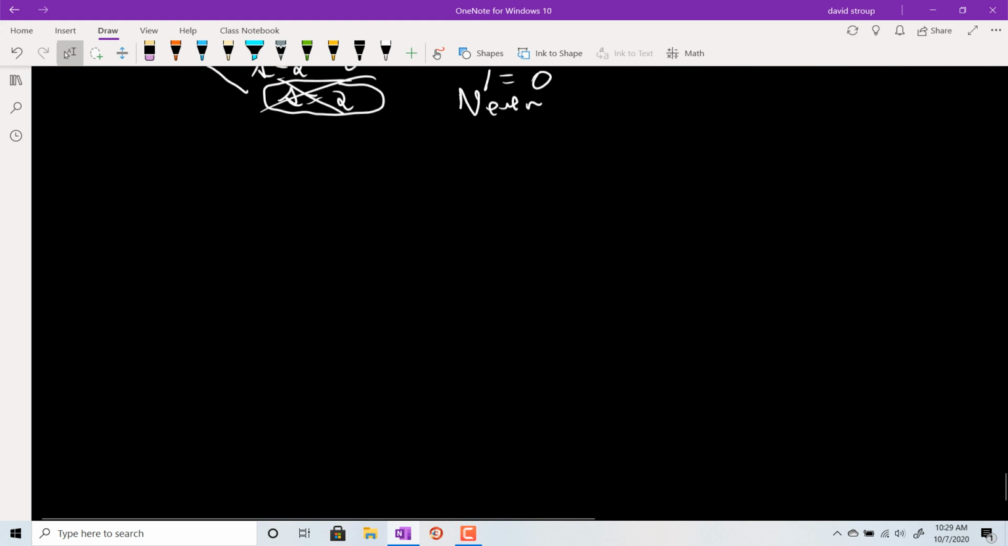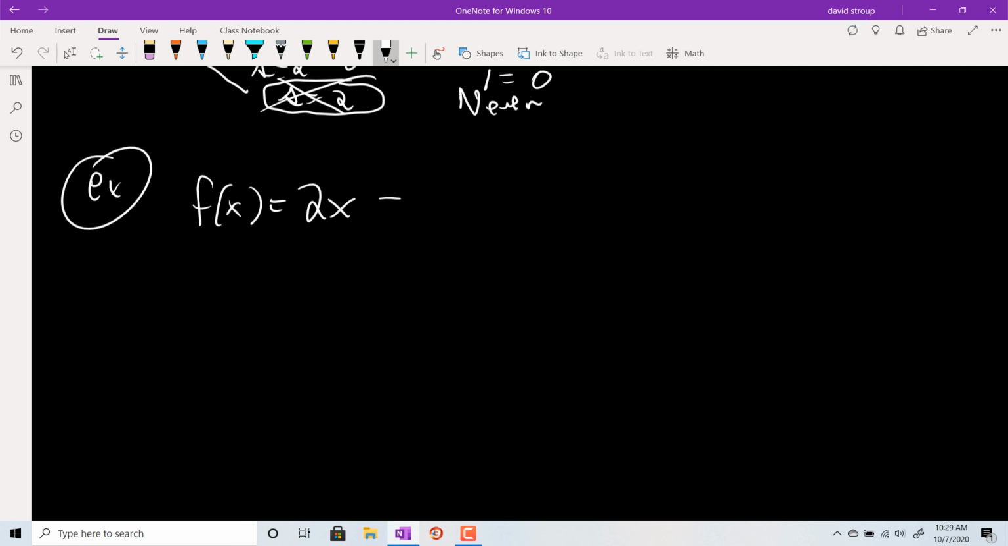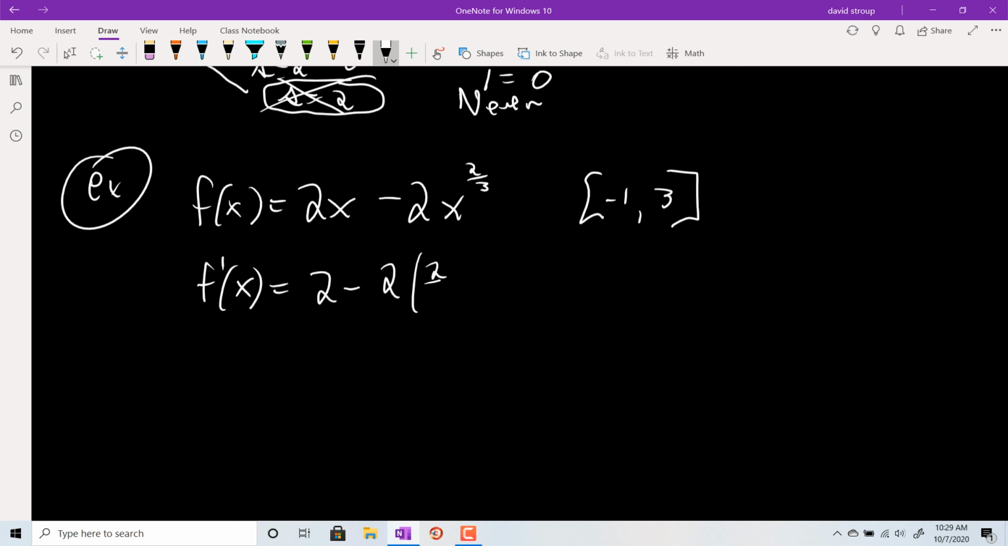Okay, let's try one more. So we have f of x equals 2x minus 2x to the 2/3 on the interval from negative 1 to 3. So f prime of x will be 2 minus 2 times 2/3 x to the negative 1/3. Let's rewrite that. So it's 2 minus 4 all over 3 times x to the 1/3.